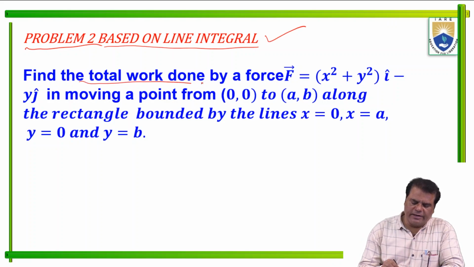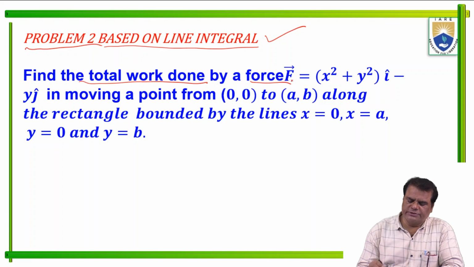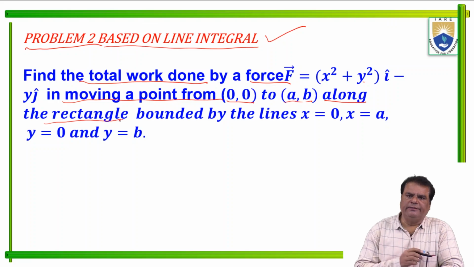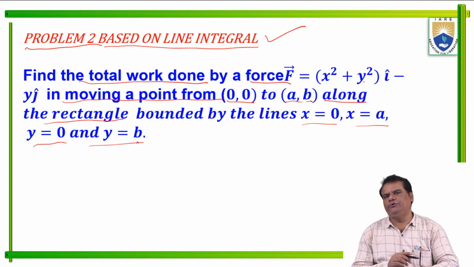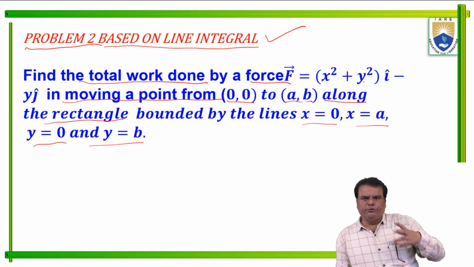Find the total work done by a force F = (x² + y²)i − yj in moving a point from (0, 0) to (a, b) along the rectangle bounded by the lines x = 0, x = a, y = 0, y = b. So what is the total work done?